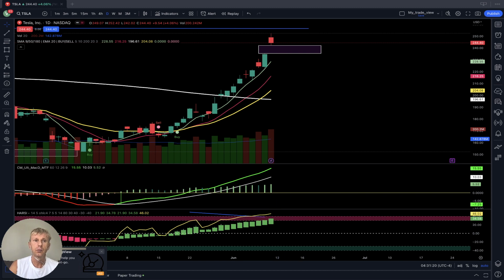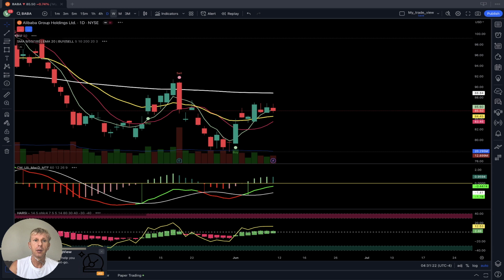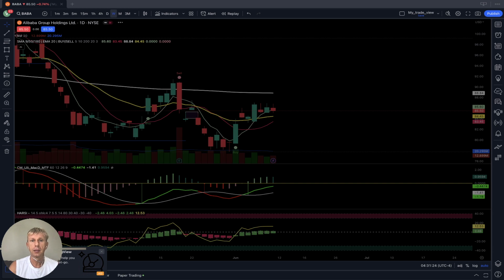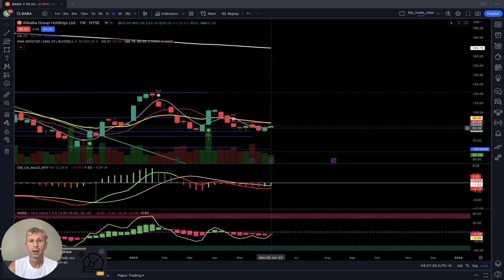Let's move to Baba, Alibaba Group, weekly time frame. Let's start with the weekly time frame. Last bar still below all moving averages. Very far, very oversold, very bearish on moving averages.